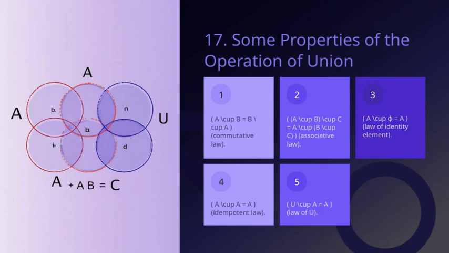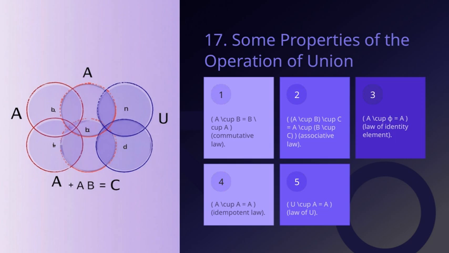Let's take a closer look at some key properties of the union operation. First, we have the law of the identity element, which states that A union with the empty set ∅ equals A essentially. This means that adding nothing to it doesn't change it at all. Next, there's the law of U, meaning that the union of the universal set U with any set A still results in U, because U contains all elements.